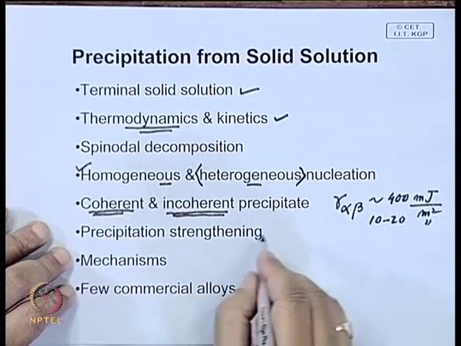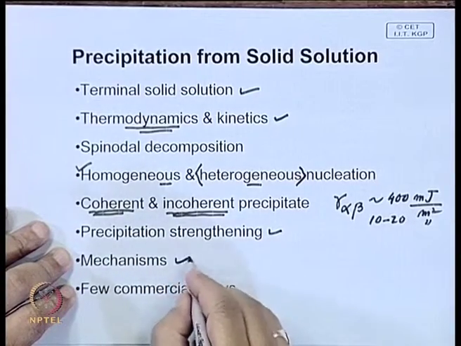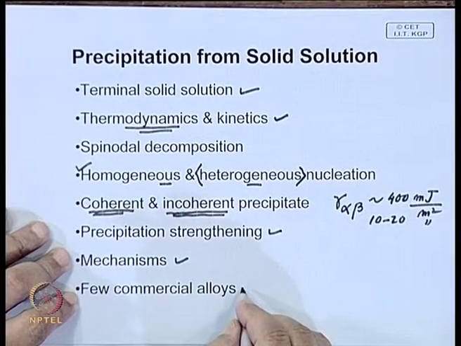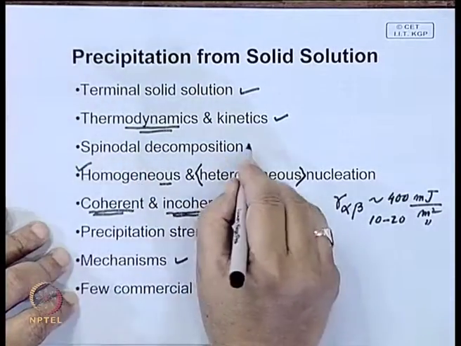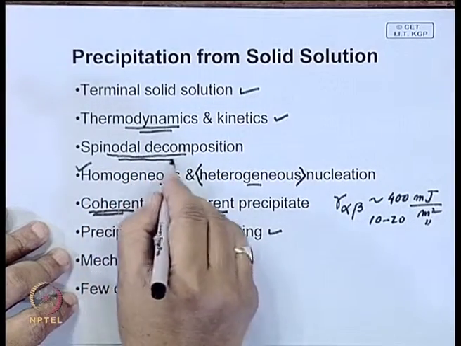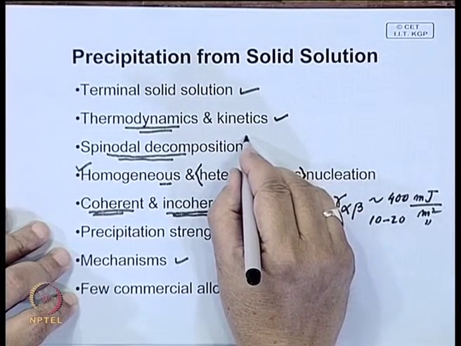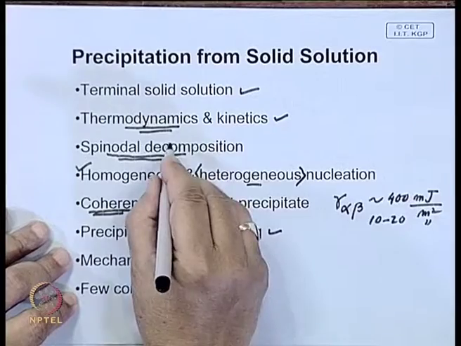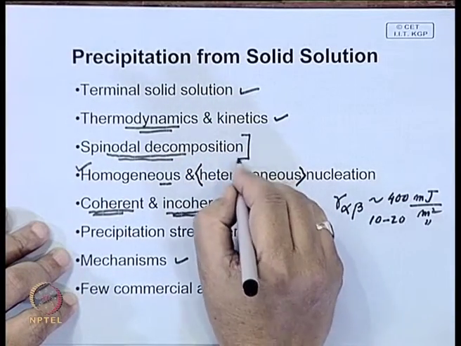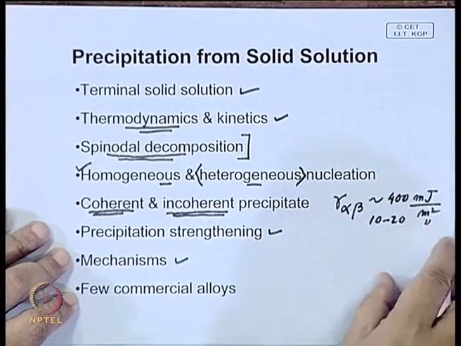And today we will look at precipitation hardening, the mechanism of precipitation hardening, and we will talk about a few commercial alloys, and we will learn about spinodal decomposition. This is also a technique in certain alloy systems where precipitation can take place by a process in which you are likely to get uniform precipitate in the matrix.